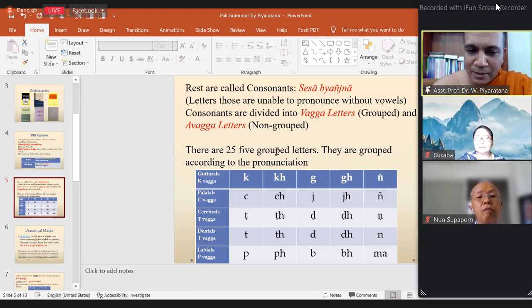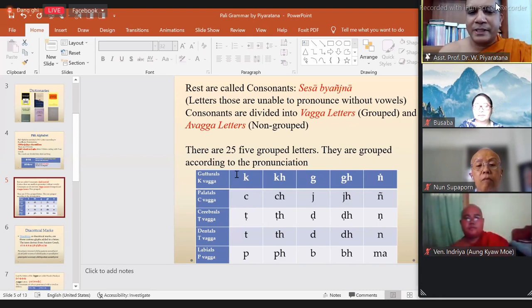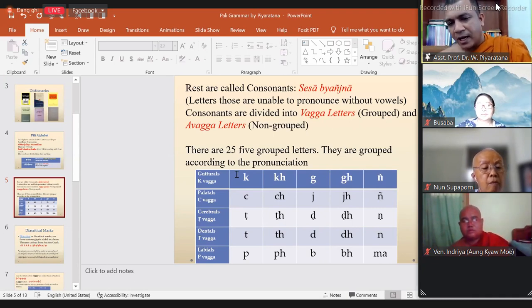However, since this situation, we just learn like this. Okay, so now once again I repeat all letters: ka, kha, ga, gha, nga. Second group: cha, chha, ja, jha, nya. Ta, tha, da, dha, na. Ta, tha, da, dha, na. Pa, pha, ba, bha, ma.